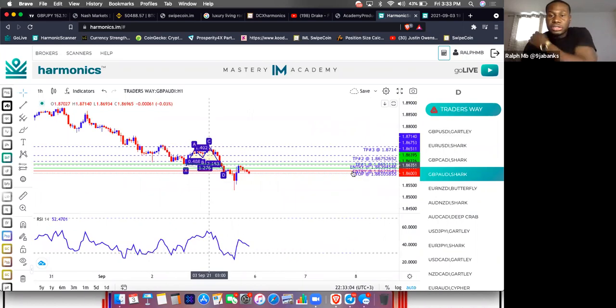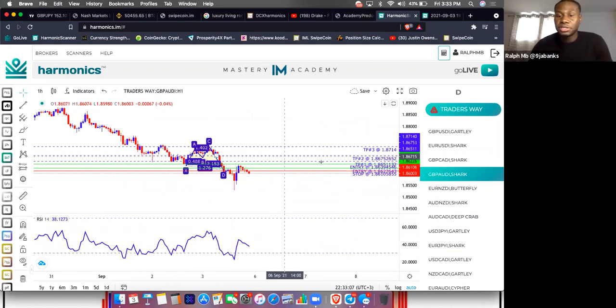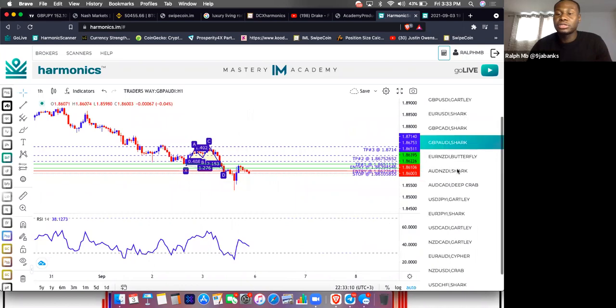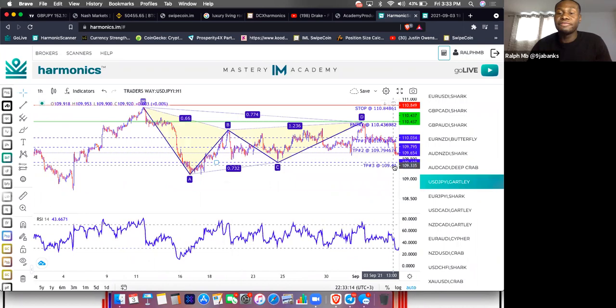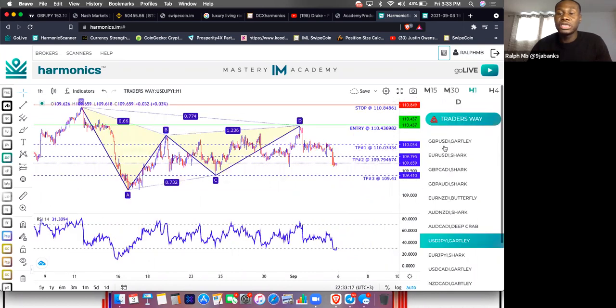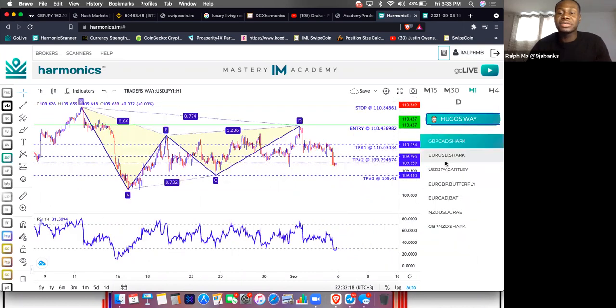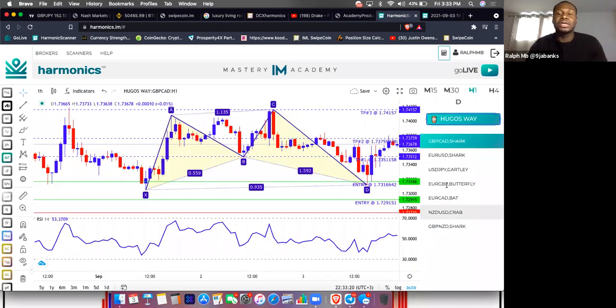Reset chart. So I see here this already came in and hit stop loss. Let me move on to the next one. As you guys can see on different brokers, you will see different setups. For example, if we went over here and changed it to Hugo's way, I may see things in Hugo's way that were not in Trader's way, right?